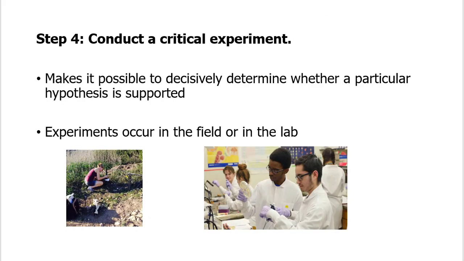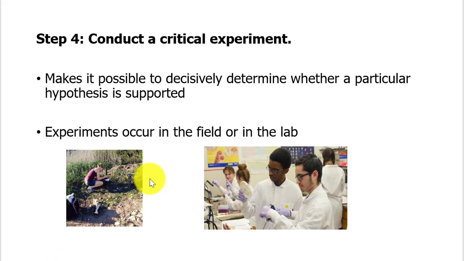Once we have formulated a hypothesis that generates a testable prediction, we then conduct a critical experiment. The point of this experiment, again, is to make a determination about whether our hypothesis is supported or not, based on the data that we collect. The whole point is to make observations that allow us to say our hypothesis is supported or not supported.